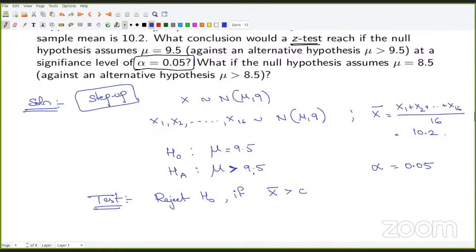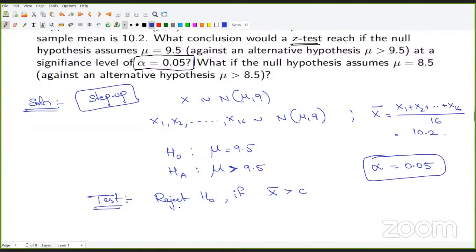So we are going to reject H0 if our X bar is greater than C. So what is C? We are going to compute it using this alpha. What will happen if X bar is less than C? We will accept H0. You have observed one sample and its mean is somewhere less than maybe 9, 9.4 or 9.3 or something. So what will you do? You say, okay, as it is 9.3, mu may be equal to 9.5. It's not greater than 9.5. So you accept H0.